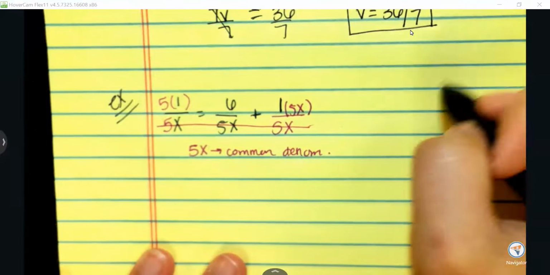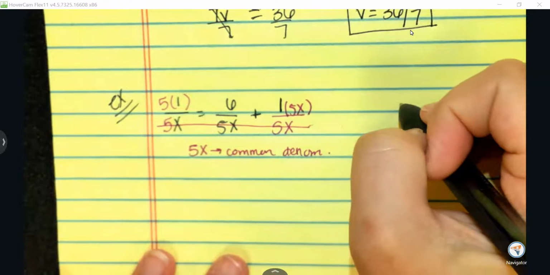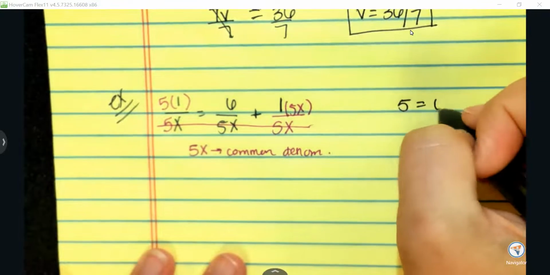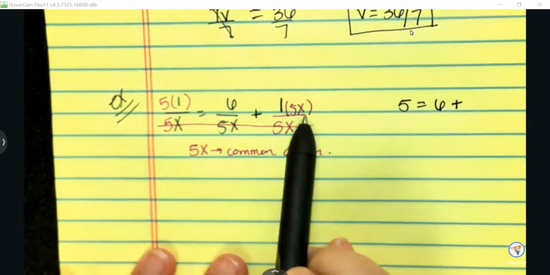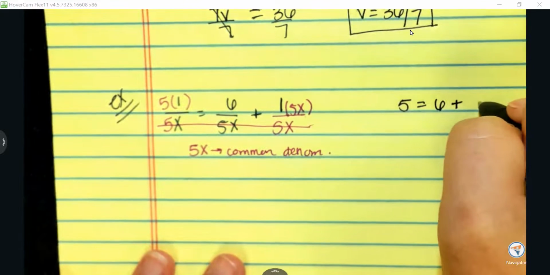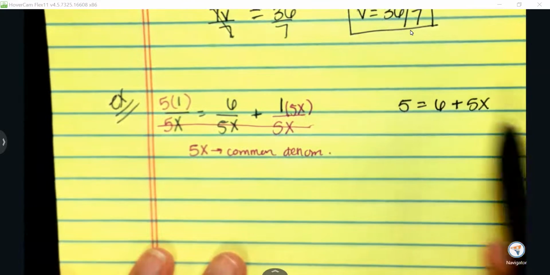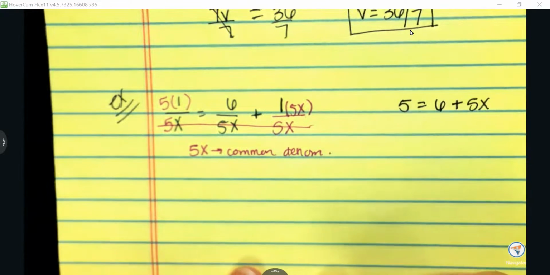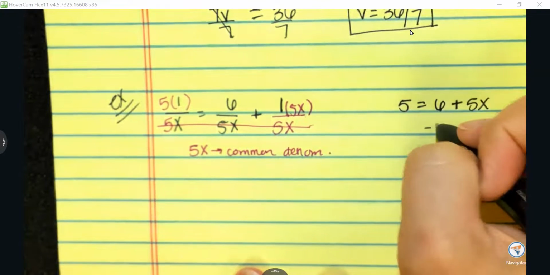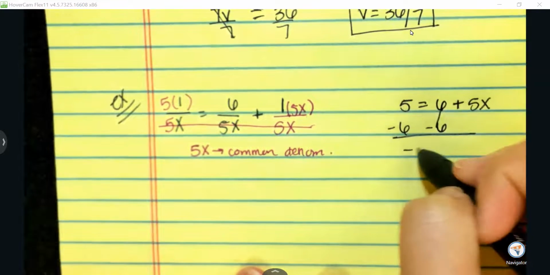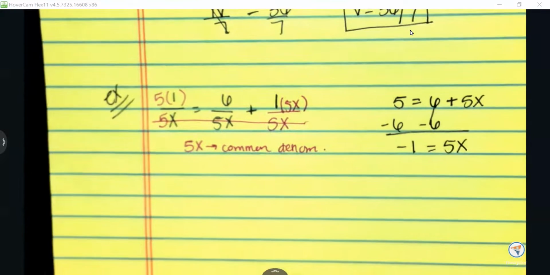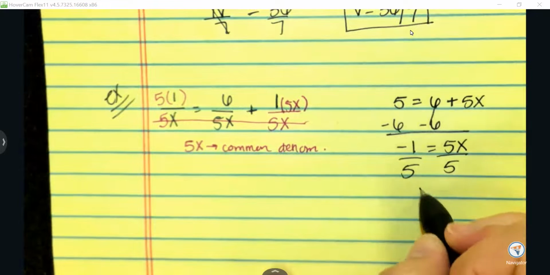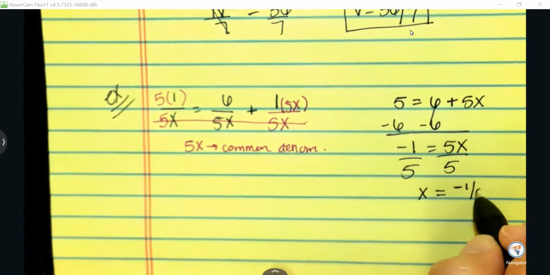So what I am left with is 5 times 1, which is 5, equals 6 plus 1 times 5x. What's 1 times 5x? Just 5x. So now all I'm doing is basic solving. What do I need to move? 6. How? Subtract 6. So I have negative 1 equals 5x. How do I get that x by itself? Divide by 5. So what does x equal? Negative 1/5.